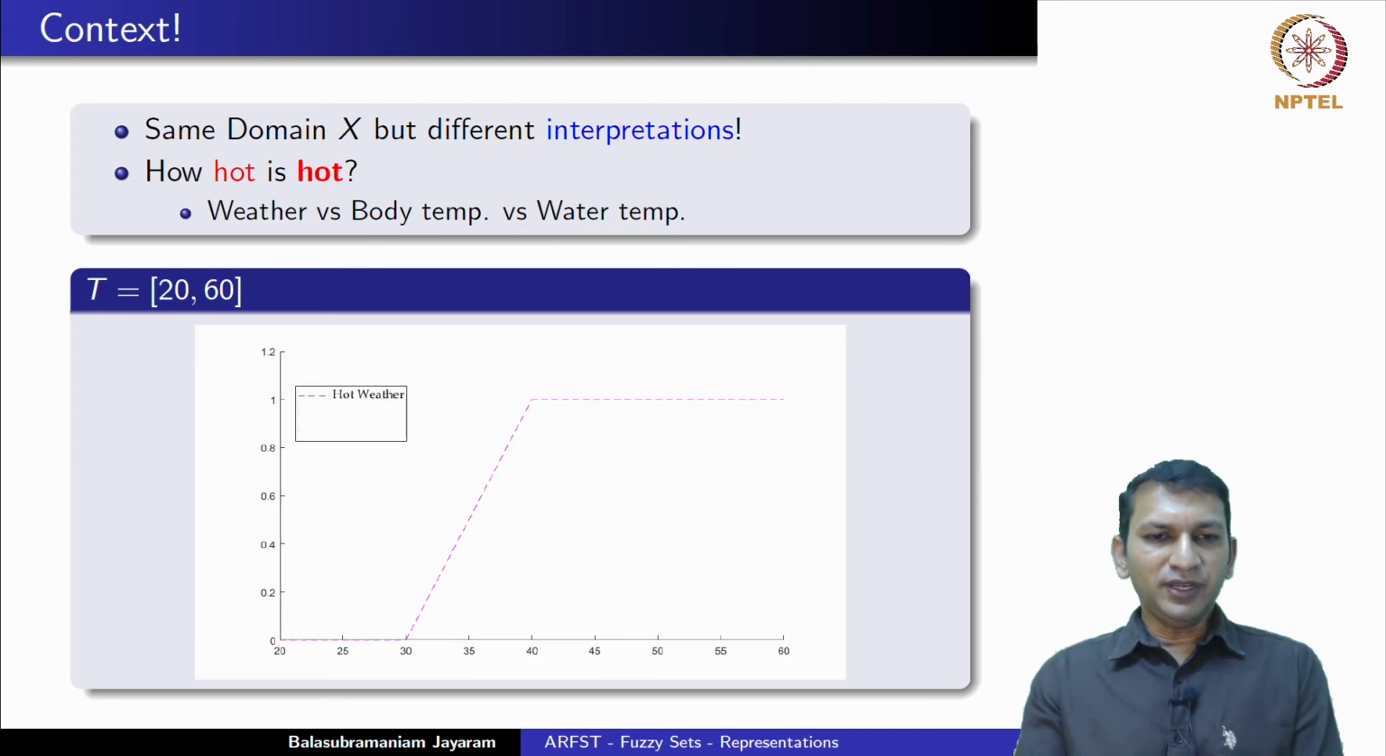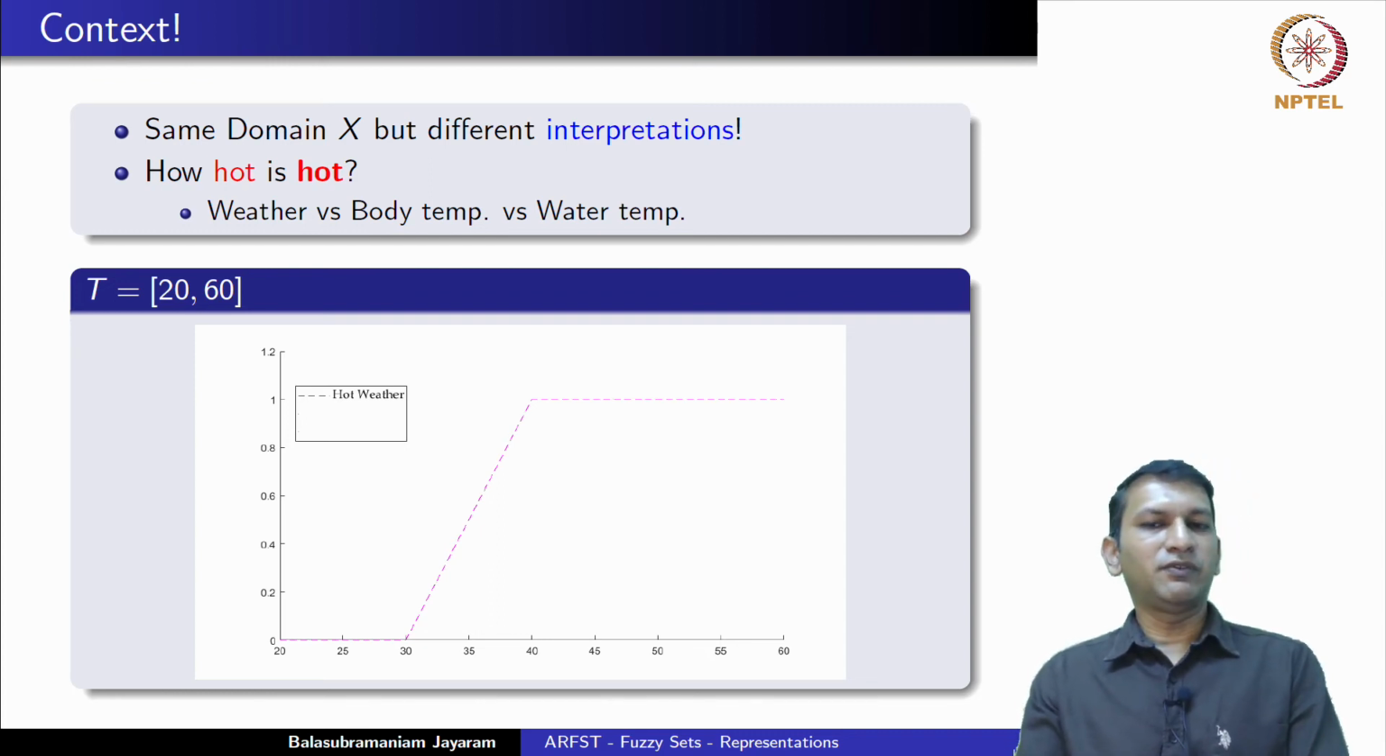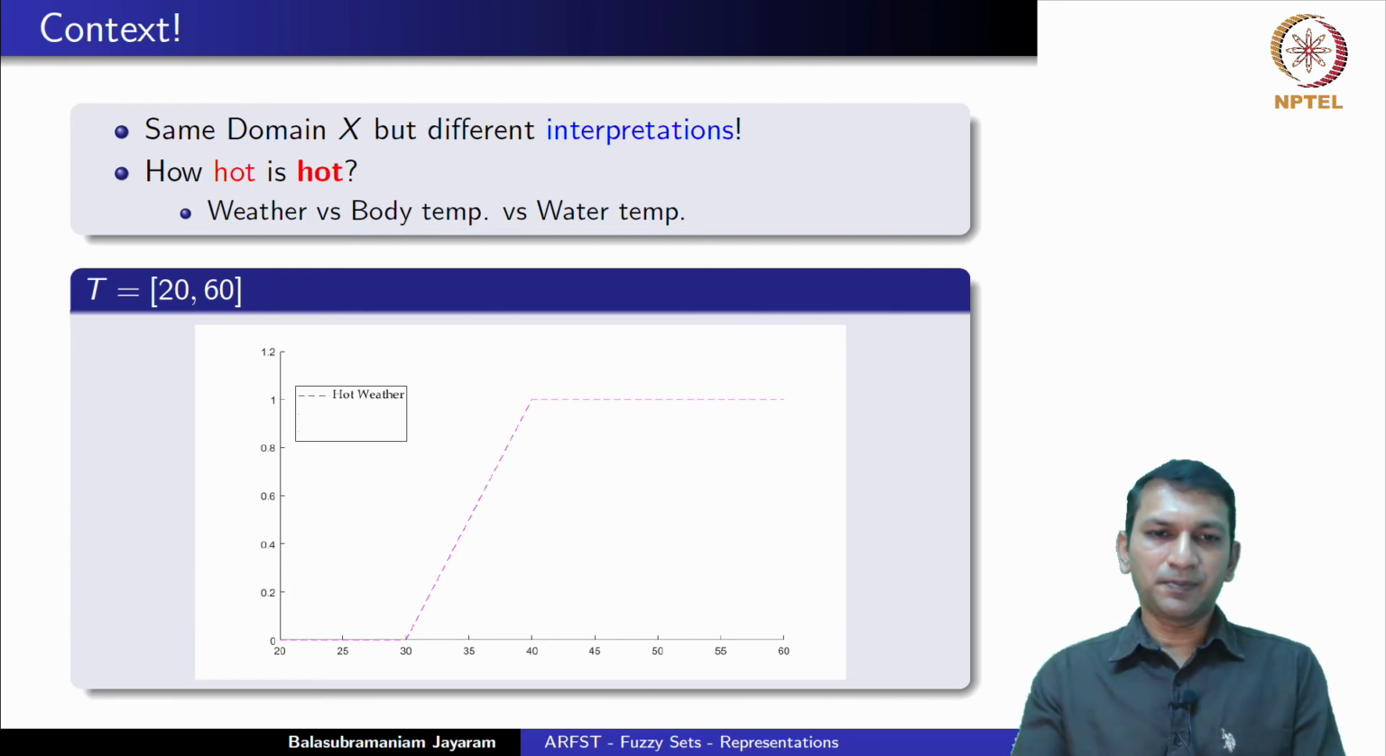Now if you are referring to how hot the weather is, to remain consistent with what we have seen earlier in this lecture, let's say that anything above 40 degrees is definitely hot, anything below 30 is definitely not hot, and every value between 30 and 40 is hot but to a certain degree. So this is how we would represent a fuzzy set which captures hot when the interpretation is with respect to the weather.